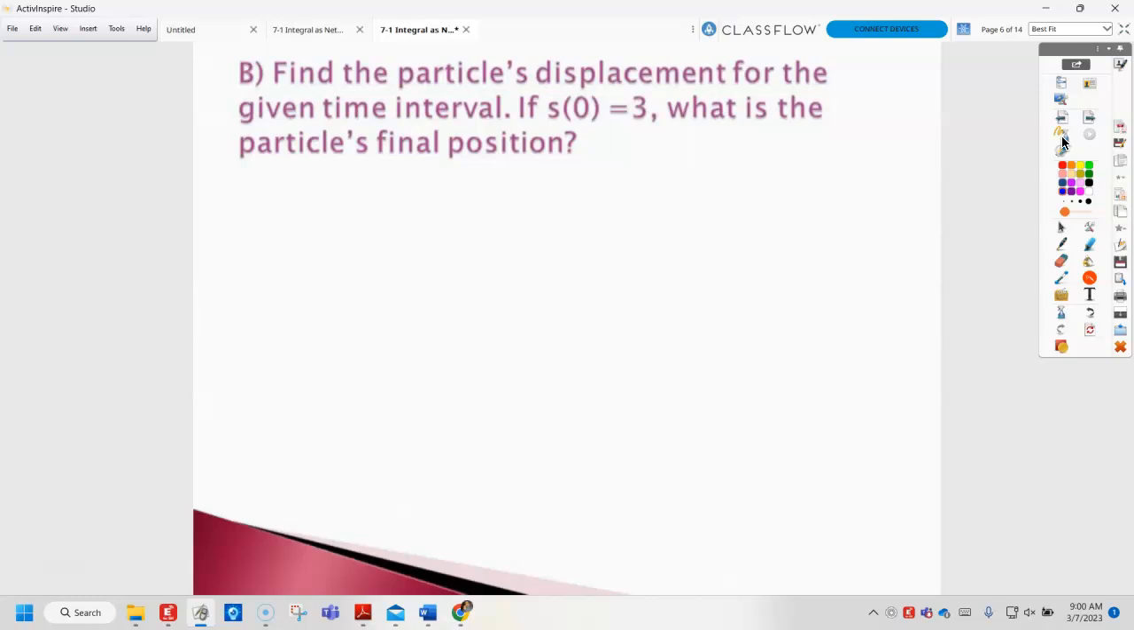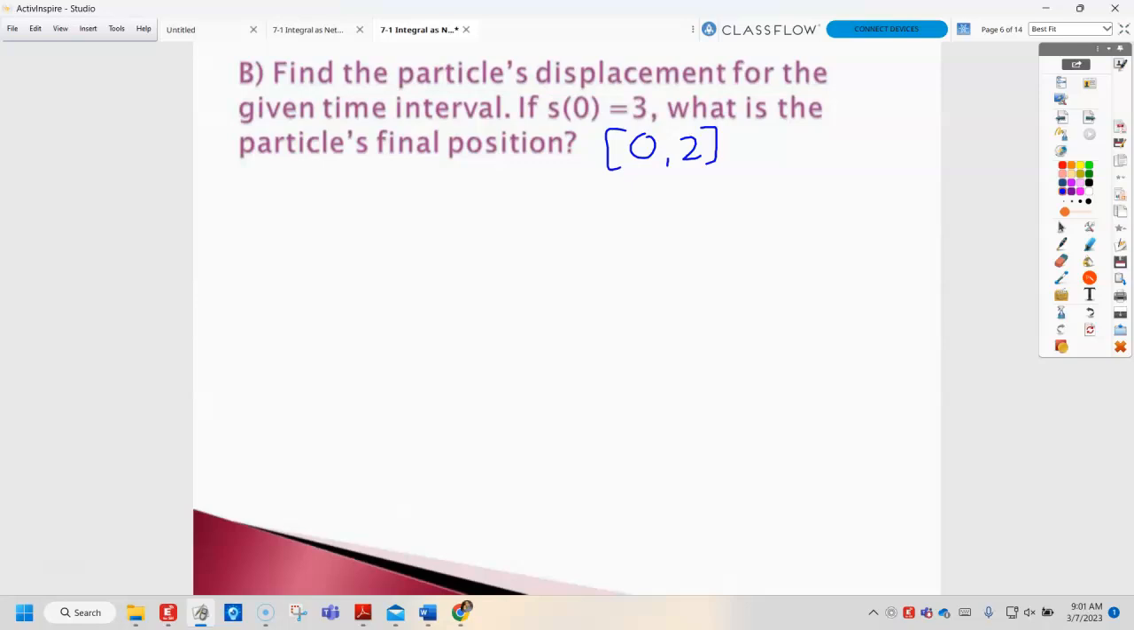So find the particle's displacement. Remember, displacement, think position or placement. Where is the particle placed? So distance is total movement. Displacement is where it is at. So it says displacement for the given time interval is s of 0 equals 3. What is the particle's final position? So our interval is from 0 to 2. So I want to know what is its final position.